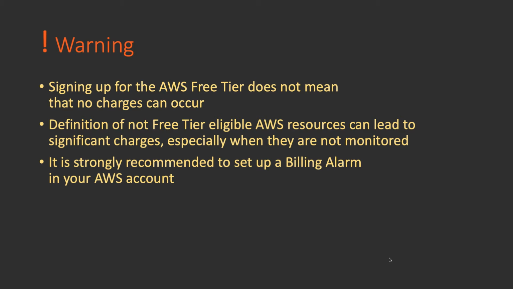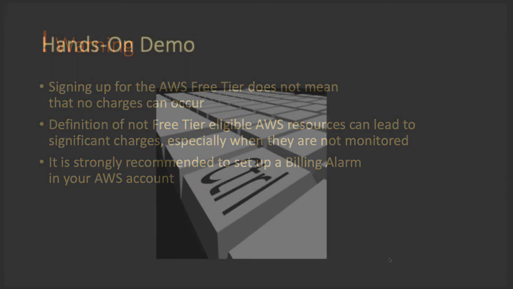Before you get very excited about AWS and the opportunity to write code without needing a middle tier, I want to give you a warning. Signing up for the AWS free tier does not mean that no charges can occur. If you define resources that are not free tier eligible, and that is possible, this could lead to significant charges, especially when they are not monitored. This is why it is strongly recommended to set up a billing alert in your AWS account. There are web tutorials for that. It is done in a few minutes. It's strongly recommended.